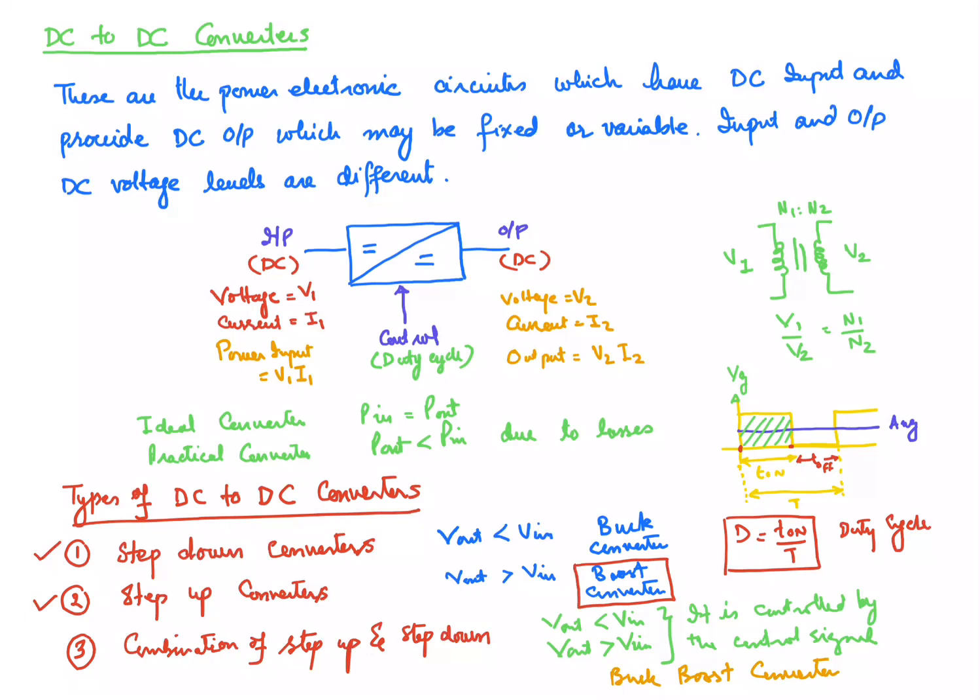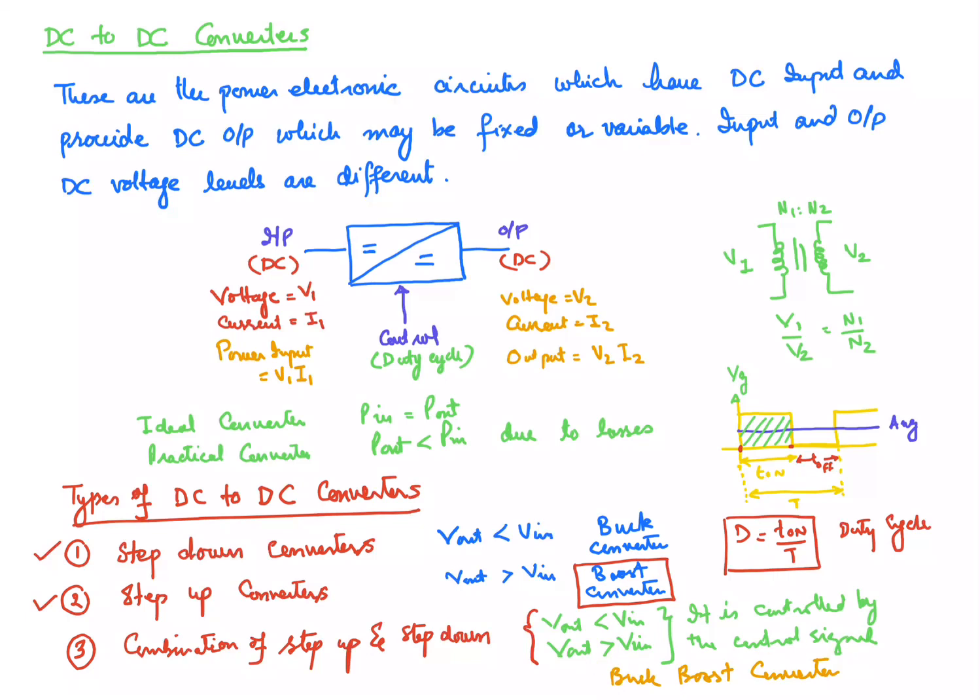And the third type of converter is the combination of the step up and step down, in which you can adjust either the voltage higher than the input or the voltage lesser than the input, depending upon the control signal that you are going to apply. And the control signal is this duty cycle. So by controlling the duty cycle, you can control the output voltage. Either you can set it up or set it down with respect to your input. So such a converter is said to be a buck boost converter.